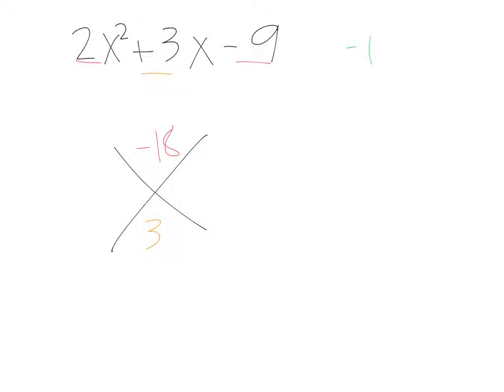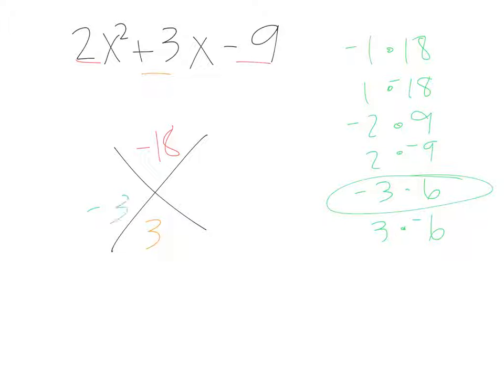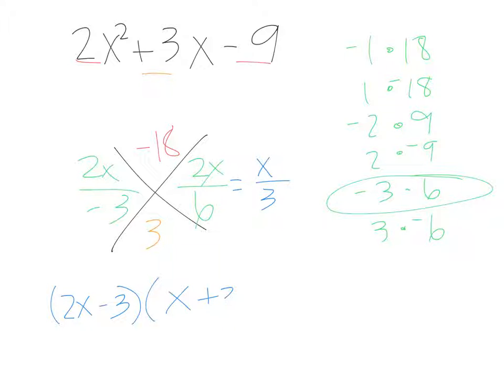So I have negative 1 and 18, 1 and negative 18, negative 2 and 9, 2 and negative 9, negative 3 and 6, 3 and negative 6. So it has to be negative 3 and 6. They multiply to equal negative 18, add to equal positive 3. 2x goes in the top of both. 2x minus 3 cannot be reduced, but 2x over 6 becomes 1x over 3, so x plus 3.